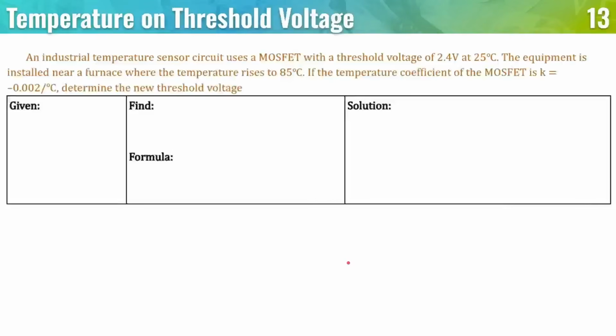An industrial temperature sensor circuit uses a MOSFET with a threshold voltage of 2.4 volts at 25 degrees Celsius. The equipment is installed near a furnace where the temperature rises to 85 degrees Celsius. If the temperature coefficient of the MOSFET is K equal to negative 0.002 per degree Celsius, determine the new threshold voltage.